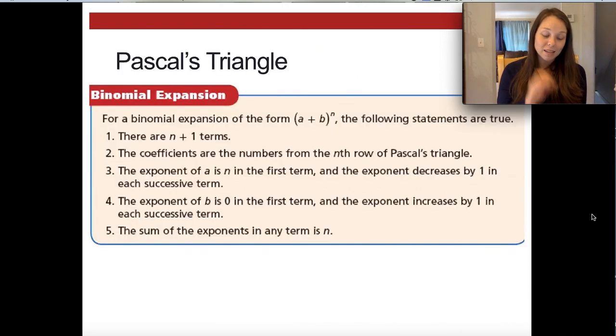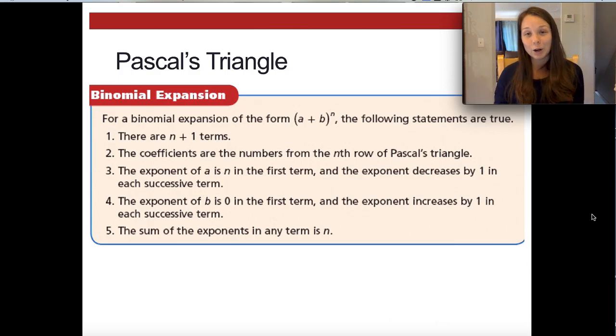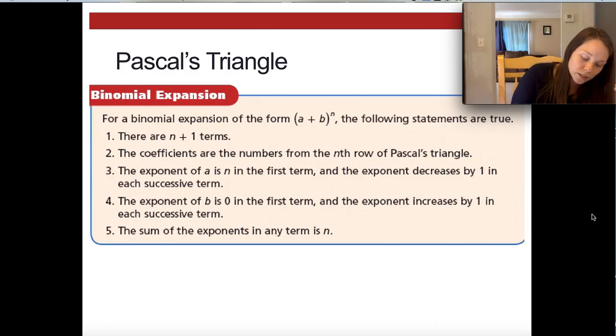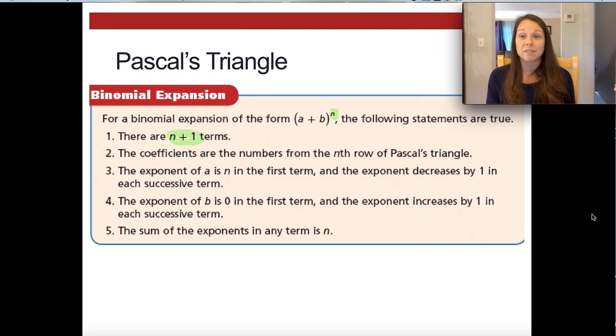So, using Pascal's triangle to expand binomials, there are 5 things to consider when expanding binomials. For a binomial expansion of the form a plus b to the power of n, the following statements are true. You're always going to have n plus 1 terms. So for example, if that exponent is a 5, your final answer should have 6 terms or 6 pieces added or subtracted together. The coefficients are the numbers from the nth row of Pascal's triangle.